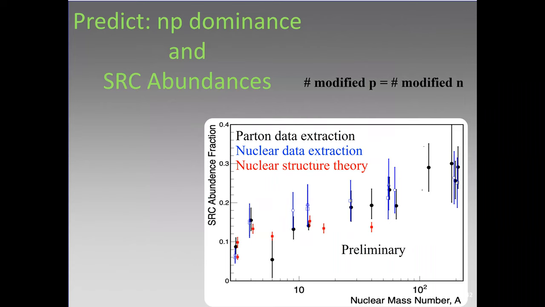And the punch point is the following. You can now look at the number of short range pairs as a function of the nuclei, and we have the nuclear measurements, which are in blue, we have nuclear calculations based on AV18, and you can see the parton extraction from this fitting, and you can see that there's a nice agreement. This is a prediction for the number of pairs based on parton information. Now that's going the other way around. It's not bad.